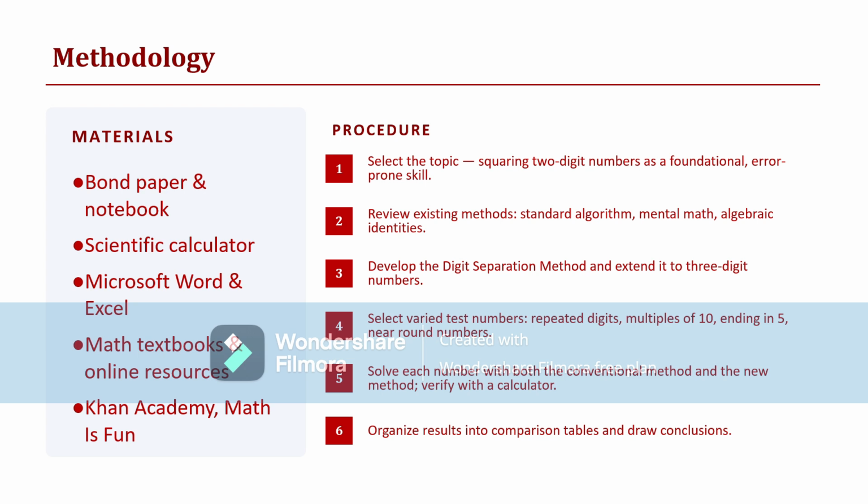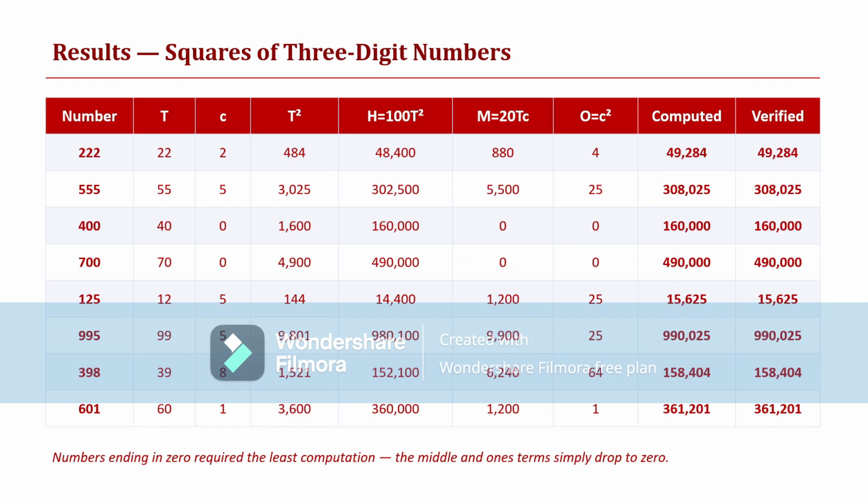For example, if it is repeated, that is one test case. If you multiply by 10, that is one case. And ending in 5, that is one case. And then round numbers. And also solve each number with both the conventional method and the new method, then check with the calculator. If we are solving with this method, we must have accuracy. So we solve with this new method and then use the calculator as confirmation that our answer is correct, and organize results into comparison tables and a conclusion.